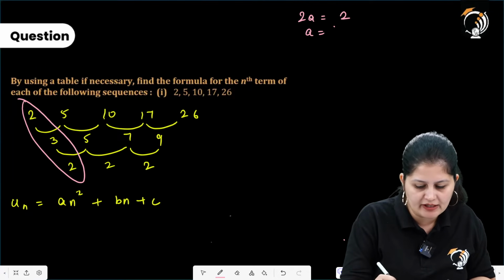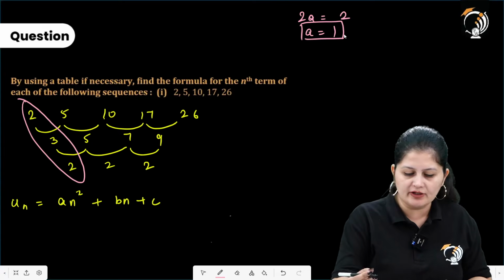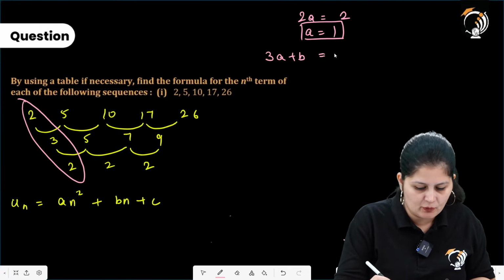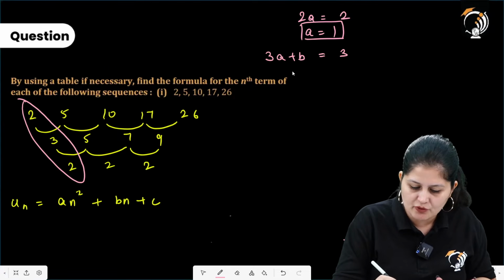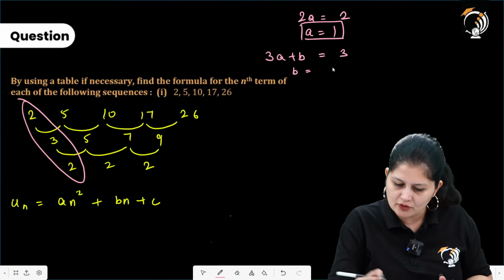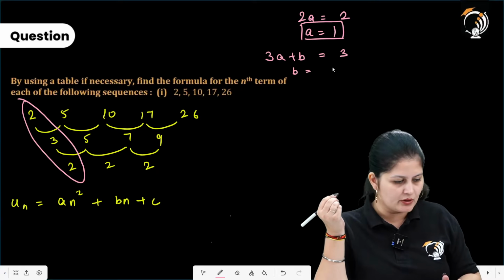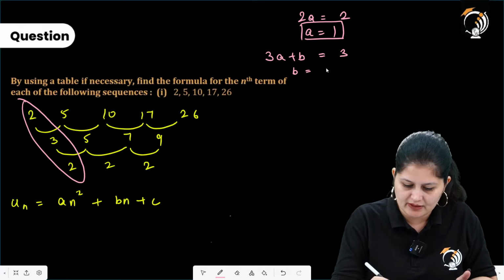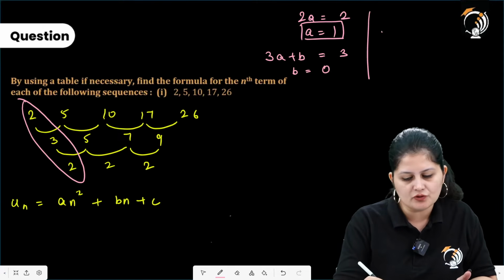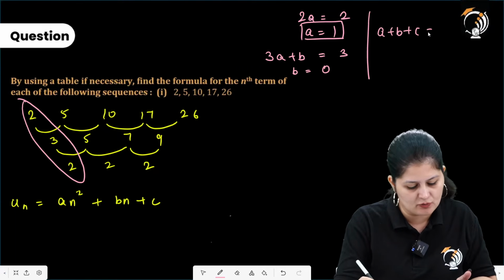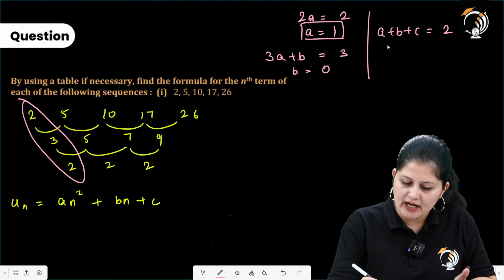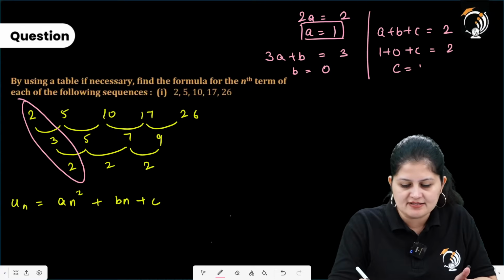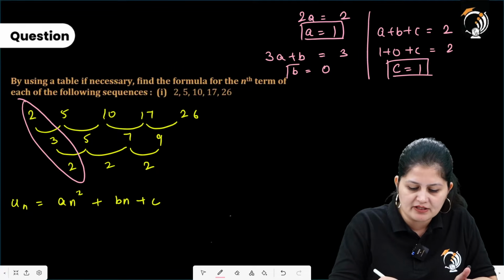So that means we are going to get a is equal to 1 here. Further, we know that 3a plus b will be equal to 3 here. So I'm just going to put the value. So we are getting 3 plus b is equal to 3, so b is equal to 0. And we also know that a plus b plus c is equal to 2 here. So that is 1 plus 0 plus c is equal to 2. So we are getting c is equal to 1. So these are the values of a, b and c that we are getting.